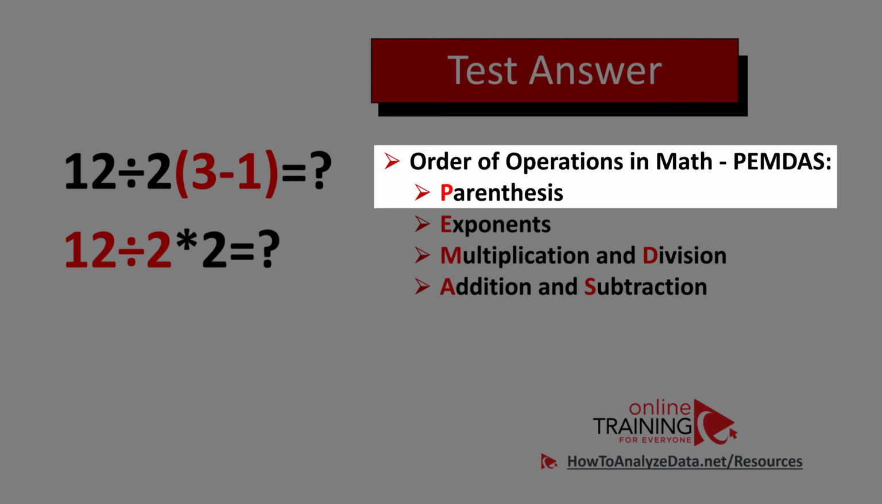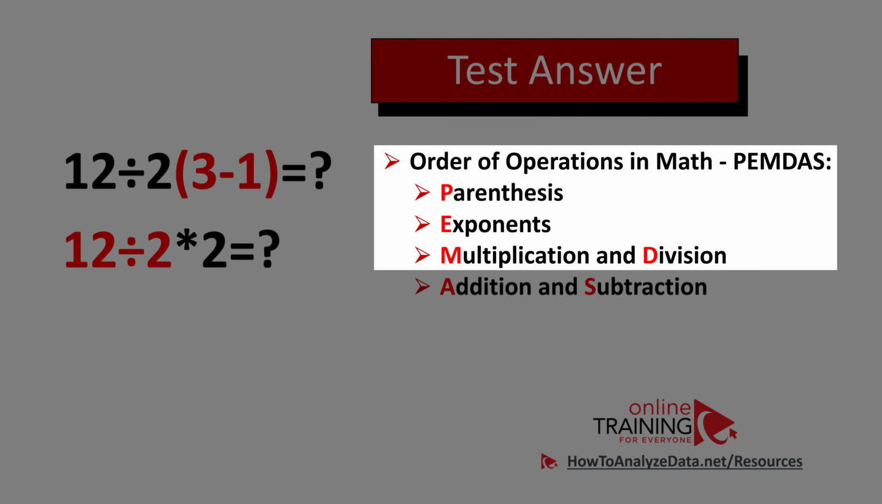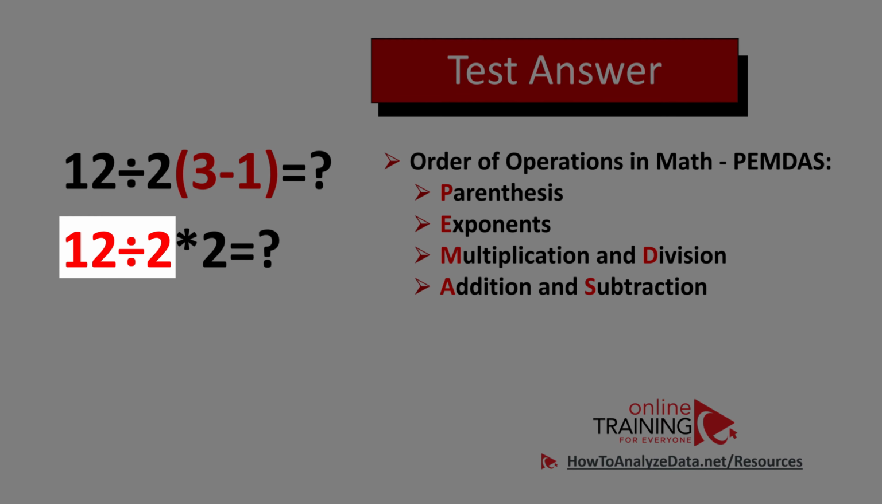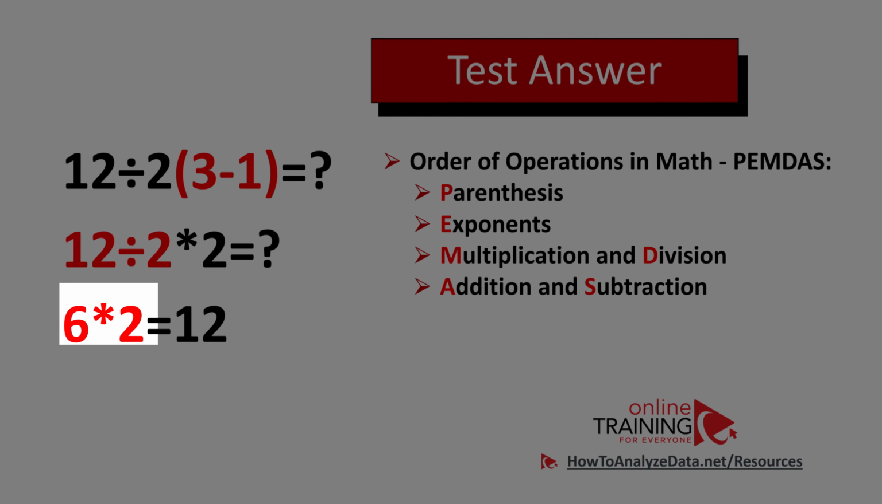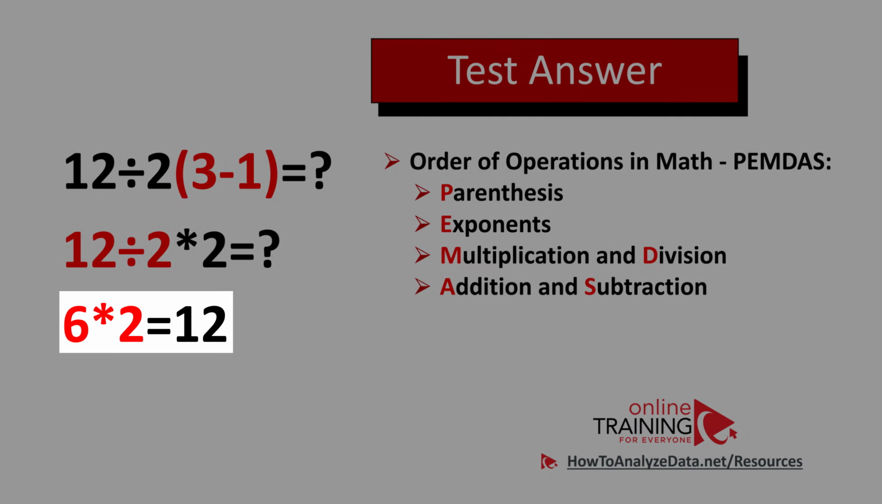The order PEMDAS tells us that we need to do multiplication and division. But what the order doesn't mention is that we need to do it from left to right. And what's interesting, the acronym itself is a little bit confusing, because it shows multiplication first and then division. But in our case, we need to do division first and divide 12 by 2, and then do multiplication. Once we divide 12 by 2, we get 6, and the final expression we need to solve would be 6 multiplied by 2. So the correct answer here is 12.